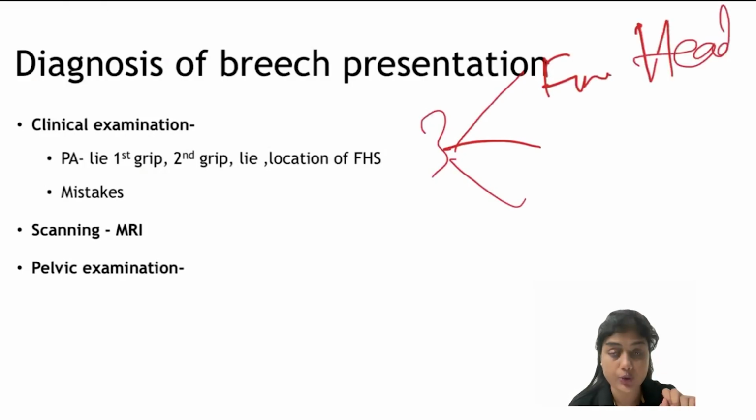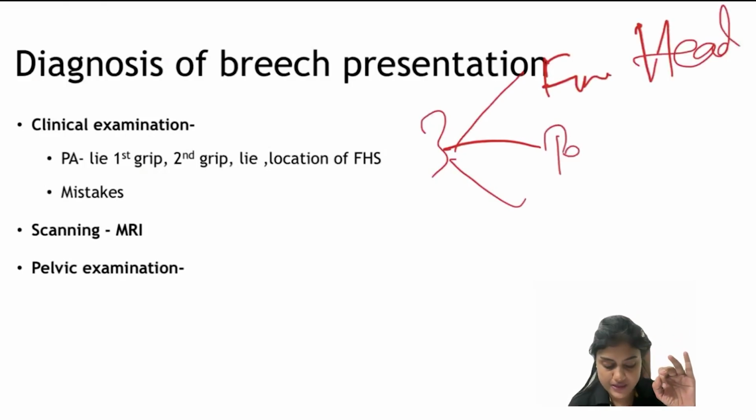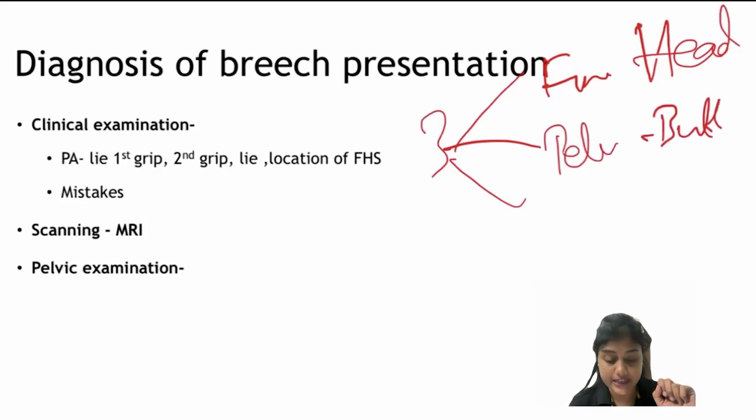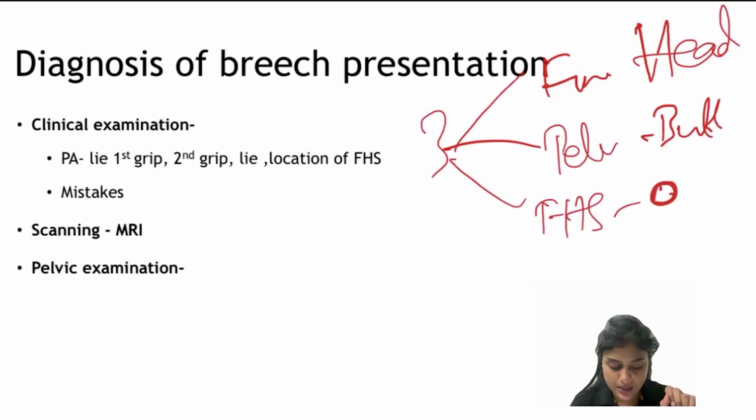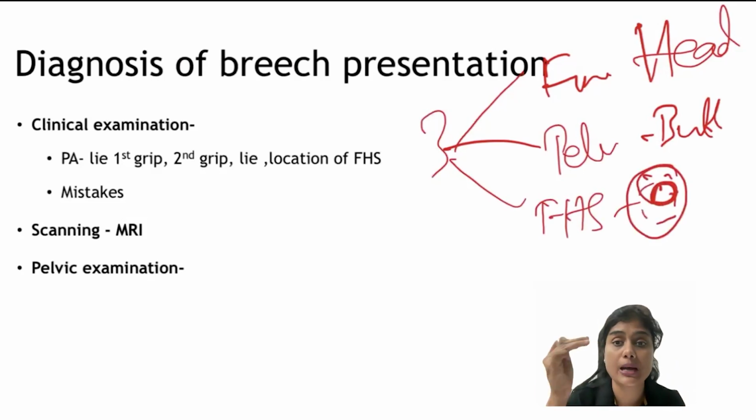Okay, the fundus is occupied by the head, whereas in the pelvis you can feel the buttocks. One more thing is the FHS. FHS is heard at the midpoint, around the umbilicus, mostly on the upper part of the umbilicus. Whenever you can hear the FHS around the umbilicus, that means it is a case of a breech. The head is in the fundus, buttocks are in the pelvis, and FHS is around the umbilicus.